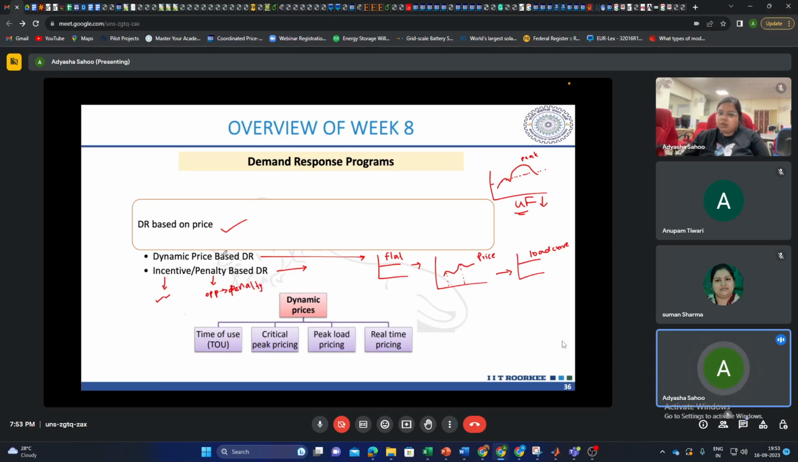And these dynamic prices can be of different types. Basically, critical peak pricing, that is, in the time of high load, the price will be higher. Similarly, peak load pricing, and real time pricing, not day ahead, where the prices are given in real time. Then time of use tariff, which is time varying. So depending upon what time of the day you are using, the price will be varied.